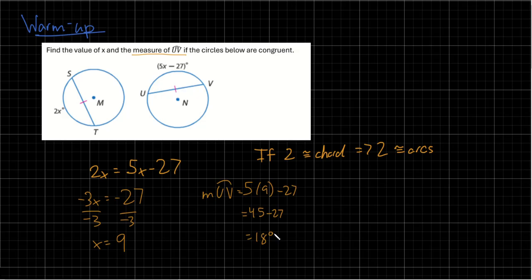Of the arc or the line? Of the arc. So if this arc is 18, what is ST? 18. Same arcs are going to be congruent. Same chords are going to be congruent.